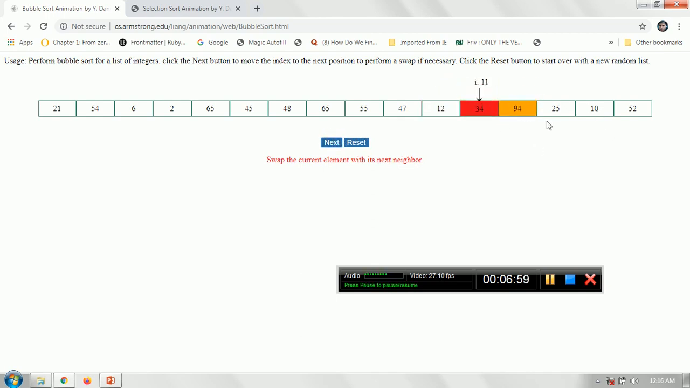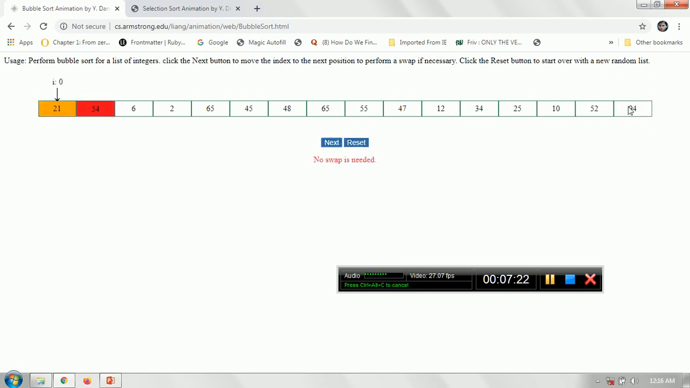Again a swap. See 94 and 25, which is bigger? 94. So a swap would be done from here to here. Again a swap. See, after the first iteration entirely, one time it has completely iterated. The maximum is at the last index. I will have to do it once again.